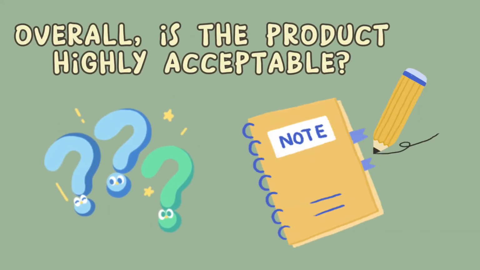Overall, is the product highly acceptable? You may count the number of highly acceptable that you marked in this first objective. Okay, we are now done with the first objective of the study. You may now click the next button below to watch objective number 2. You're doing great, respondents!